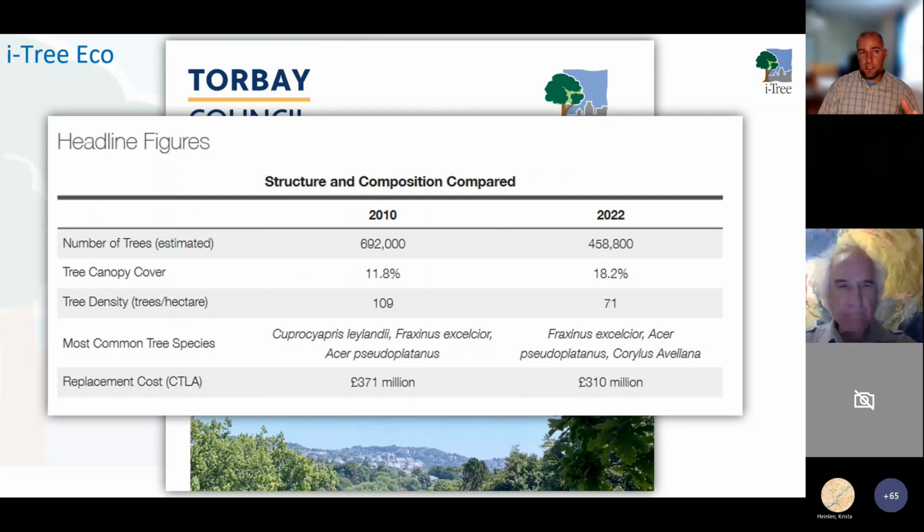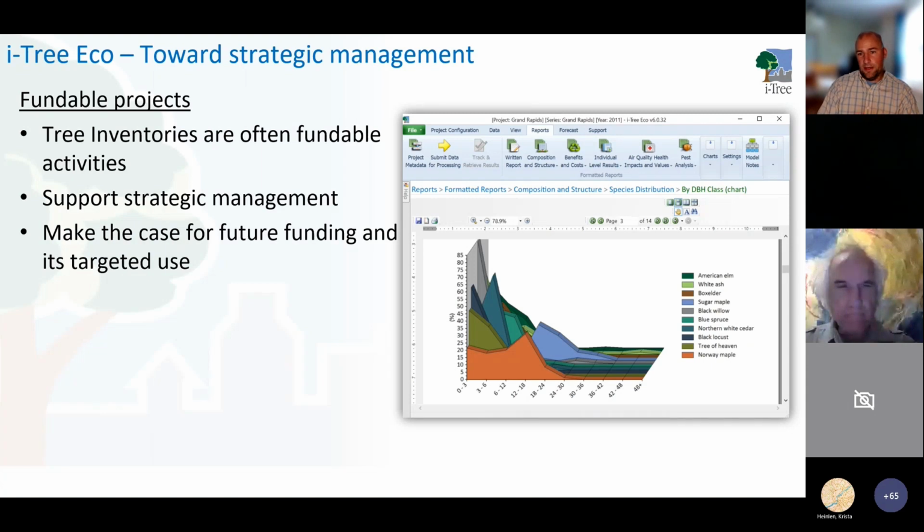So iTree Eco projects can be really powerful. They can have a real wide variety of results. And it's important with iTree Eco projects, yeah, they can support funding, but often they're also fundable projects within themselves. So lots of these granting opportunities will have an opportunity to support a tree inventory.